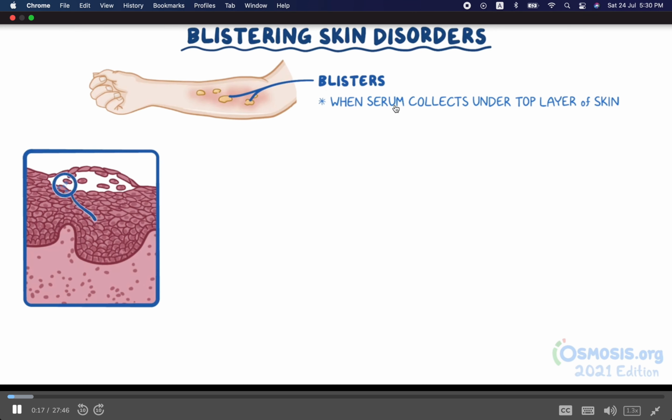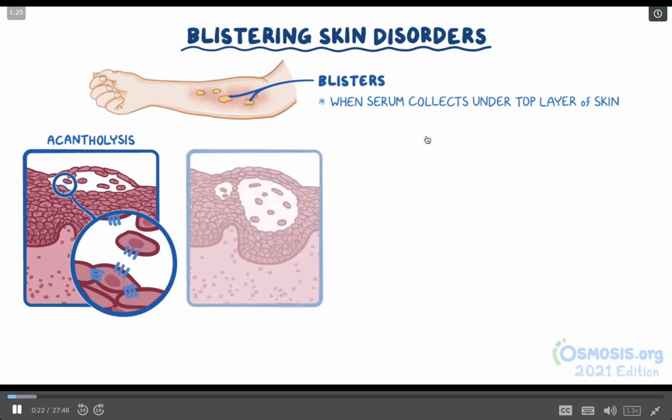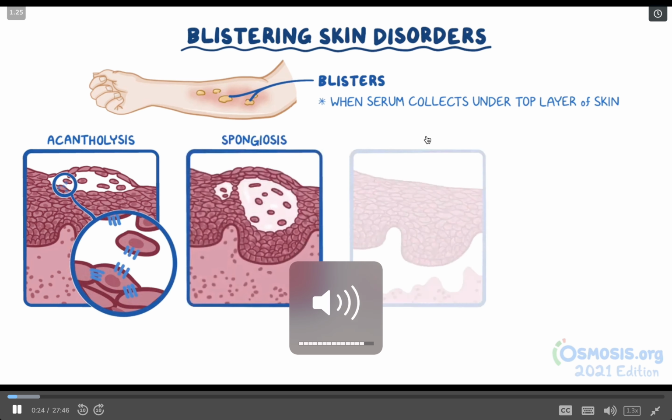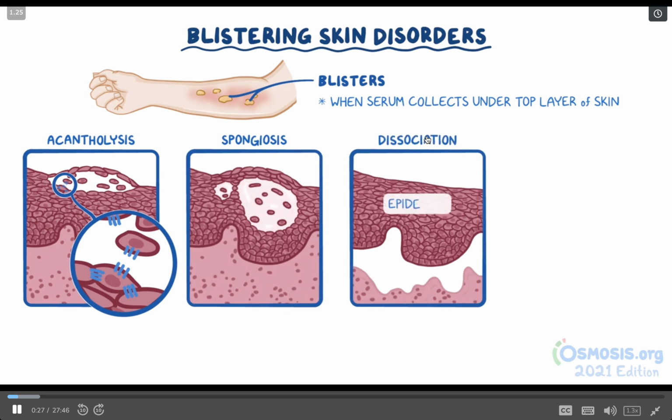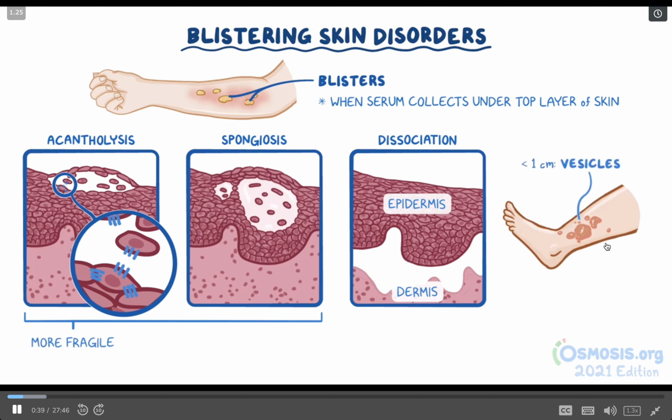A loss of adhesion between cells within the epidermis, called acantholysis, edema between epidermal cells, called spongiosis, and dissociation between the epidermis and dermis. Blisters that form within the epidermis tend to be more fragile than subepidermal blisters. Blisters that are smaller than 1 centimeter in diameter are called vesicles, while blisters that are larger than 1 centimeter in size are called bulla.